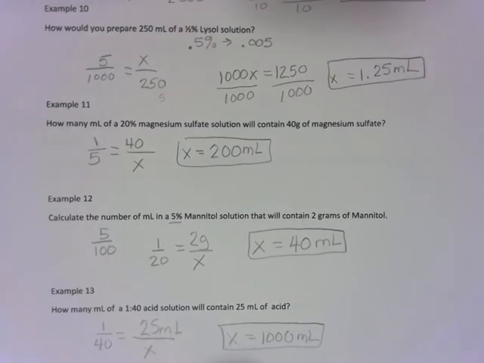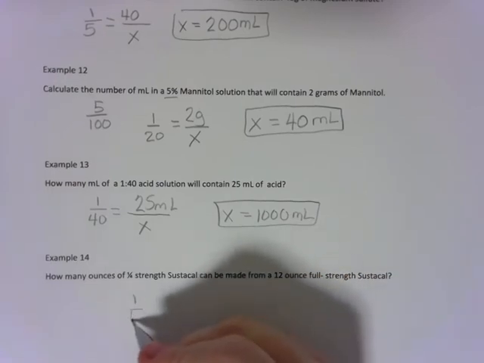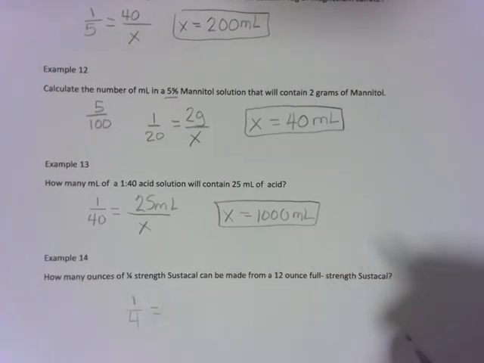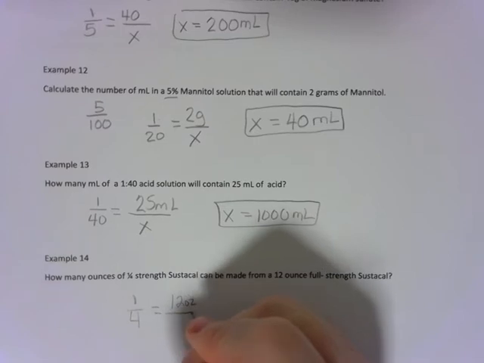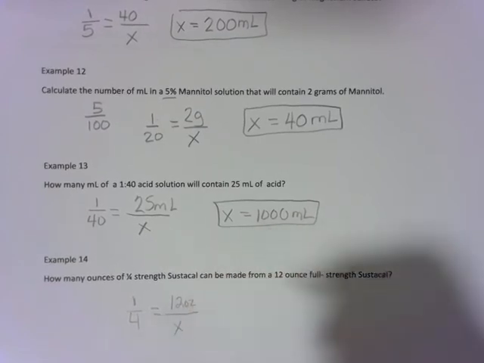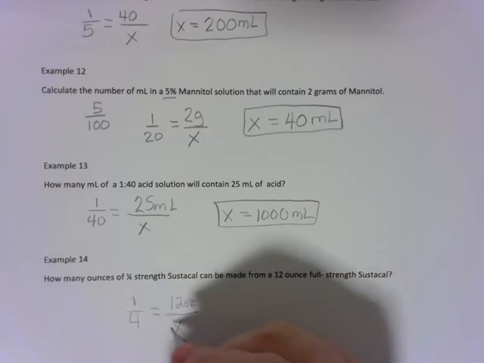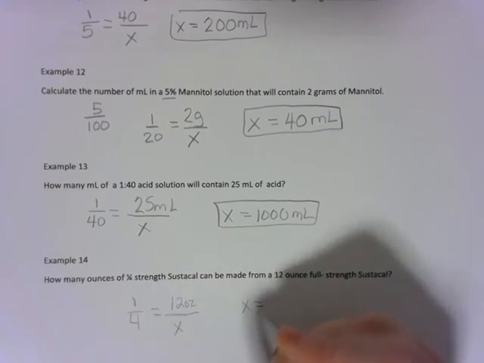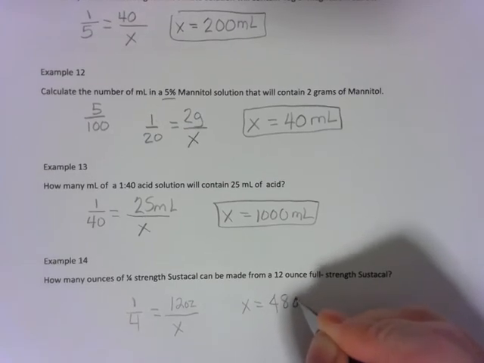Here I have 1/4 strength. 12 ounces of full strength, and how much solution? Do our cross product. 1 times x is x. 4 times 12 is 48, and that would also be in ounces.